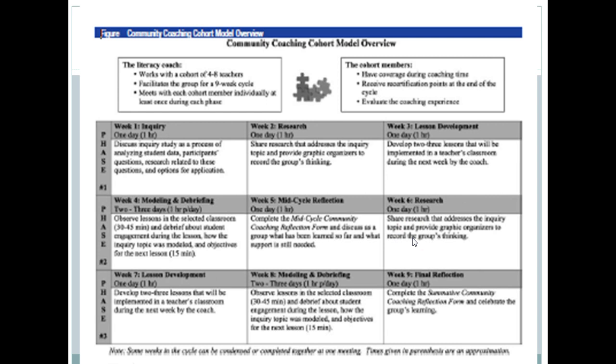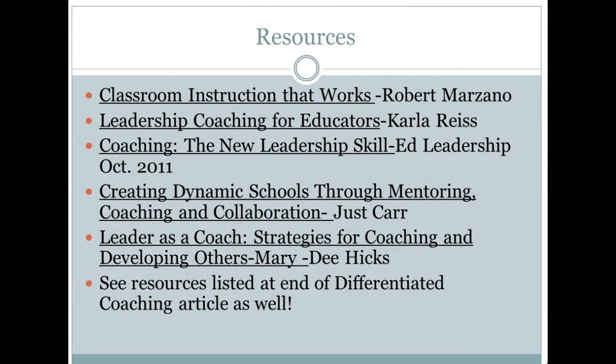Week 6 is research, so sharing research that addresses the inquiry topic and providing graphic organizers so they can take notes on that. Week 7, developing lessons again. So developing 2 to 3 lessons that will be implemented in a teacher's classroom during the next week by the coach. And then again, the coach is modeling and they're debriefing, and then they are reflecting on what is learned. So this is a 9-week cycle that follows that observation and reflection format that will be very helpful to coaching teachers. So that's all I wanted to highlight for you from the second article.